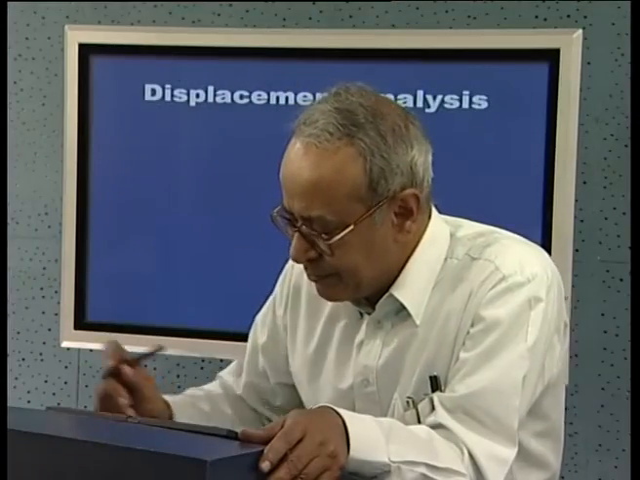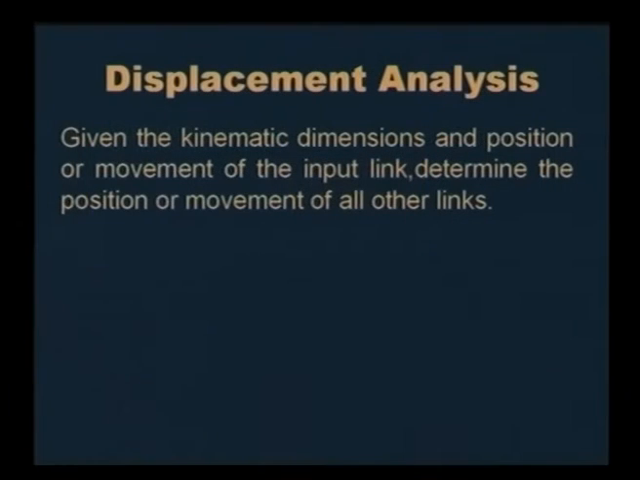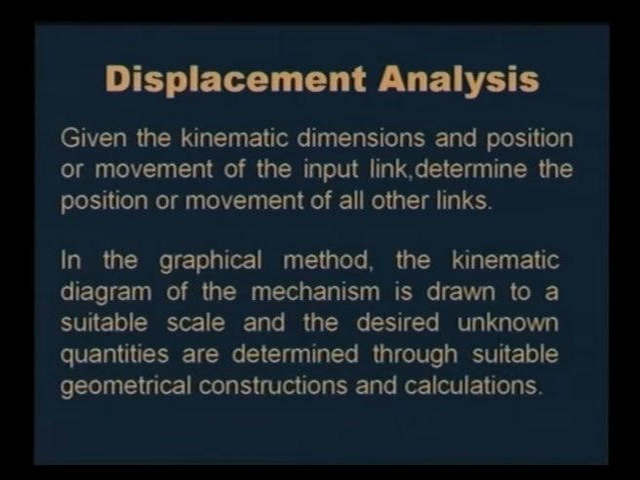Let us see what we mean by displacement analysis of a mechanism. If we are given the kinematic dimensions and the position or movement of the input link, then we should be able to determine the position or movement of all other links by this displacement analysis. In the graphical method, first we draw the kinematic diagram of the mechanism to a suitable scale, and then the desired unknown quantities are determined through suitable geometrical constructions and calculations. We shall demonstrate this graphical method through a series of examples.